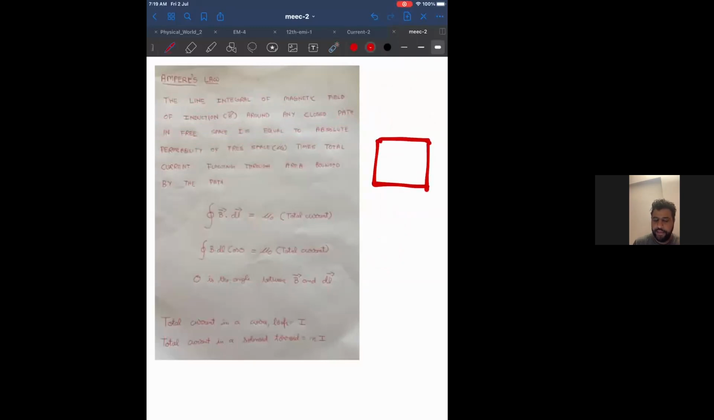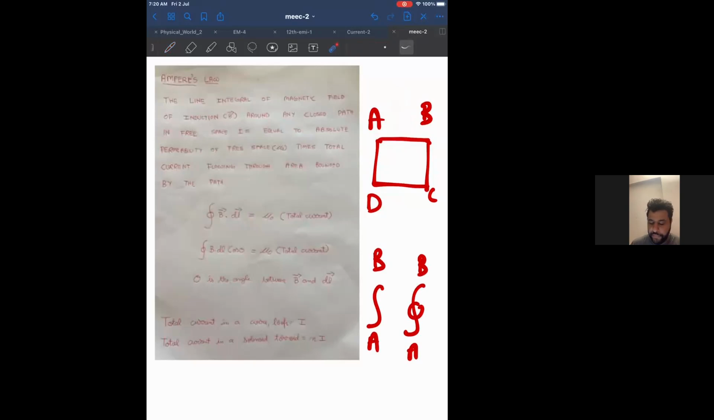Now if I have a rectangle, just as an example, A, B, C, D. If I tell you integrate from A to B, and if I tell you closed integrate from A to B, the difference is when I say integrate from A to B, you will just integrate from A to B. But when I say closed integration, you will have to come back to A. Means you integrate A to B, plus B to C, plus C to D, plus D to A. Means one complete loop you should integrate.